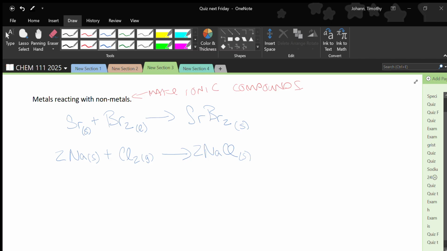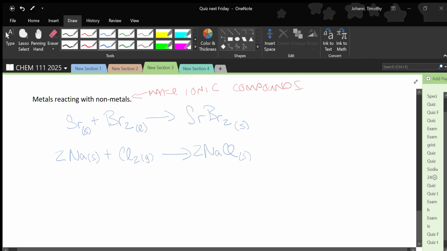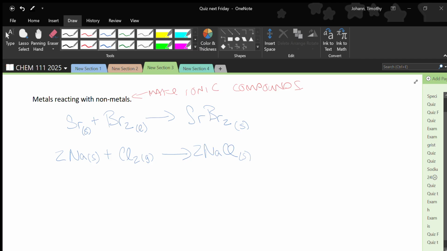That's how all of our halogens exist. The halogens are all those things: fluorine, chlorine, bromine, iodine, they all exist as 2. Okay, so we don't carry it over to the other side. You don't carry the subscripts, right?